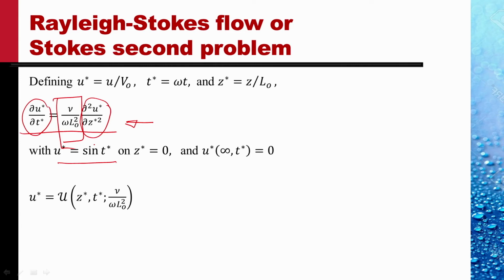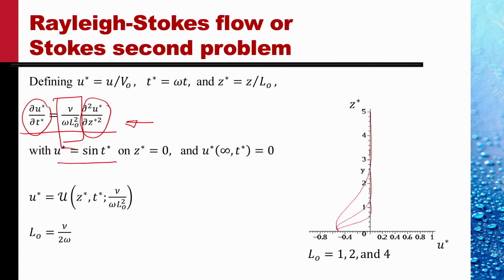And this gives you a definition of L naught. Because if this is of order 1, then L naught must be of order nu divided by omega. We can set it equal to this. So L naught is equal to the square root of nu divided by omega.